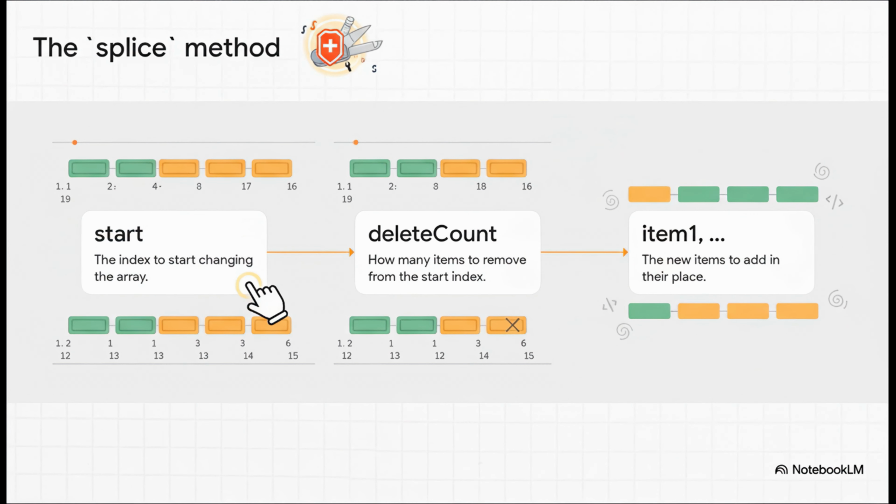There's a reason we call splice the Swiss Army knife of array methods. It does pretty much everything. It's so flexible. The first number you give it tells it where to start making a change. The second one tells it how many items you want to delete, and then anything you add after that gets inserted right into that spot. It's incredibly powerful for making really precise edits.